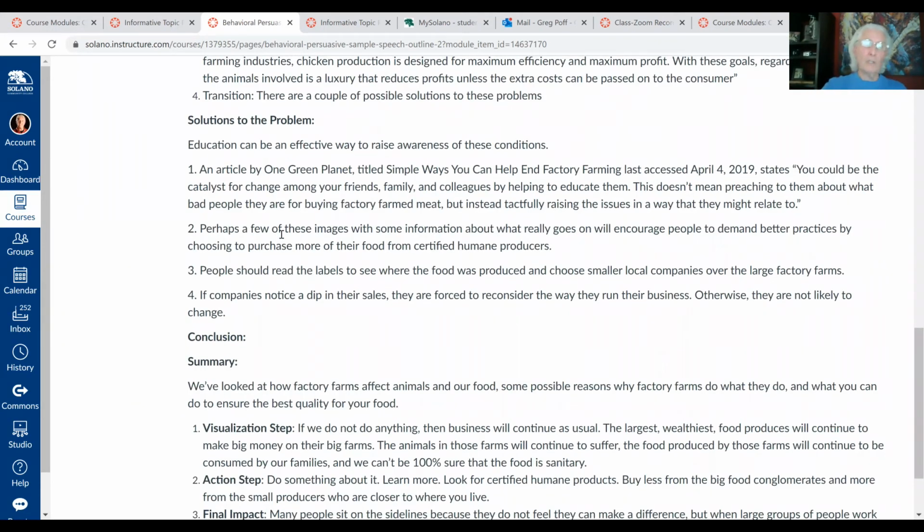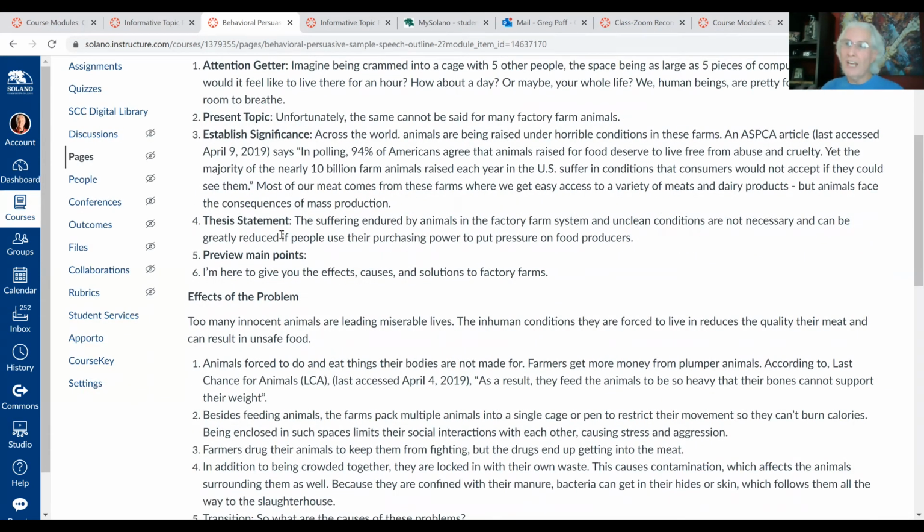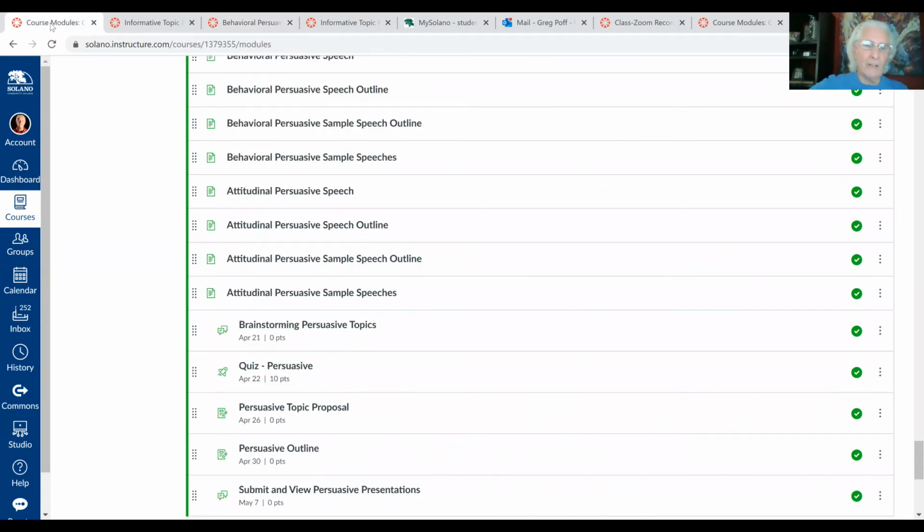If you go with the attitudinal persuasive speech, you're just going to use the same outline format that you would for an informative speech. The only thing that changes is you'll actually look. In fact, let's take a look at the sample outline right here. So let's go to the attitudinal persuasive speech sample outline. We're going to click on that.